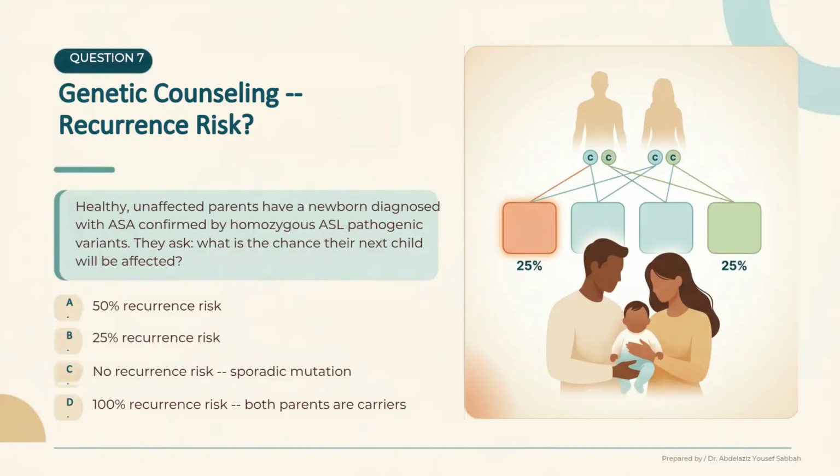Question 7. Healthy, unaffected parents have a newborn diagnosed with Argininosuccinic aciduria, confirmed by homozygous pathogenic variants in the ASL gene. They ask, what is the chance that their next child will be affected? Option A, 50% recurrence risk. Option B, 25% recurrence risk. Option C, no recurrence risk, sporadic mutation. Option D, 100% recurrence risk. Both parents are carriers. Consider the inheritance pattern of this condition when working out the recurrence risk.